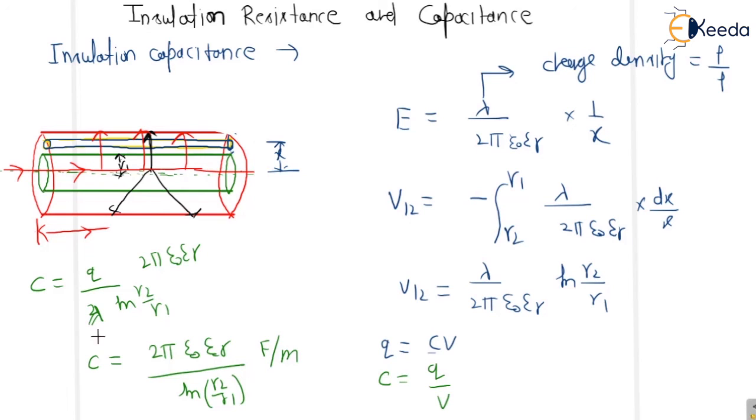So this is the value of the capacitance of the cable. This question is very rarely asked, but I have shown you the derivation. When you study electromagnetic field theory in EMFT, you will understand it very clearly. So this is the insulation capacitance.